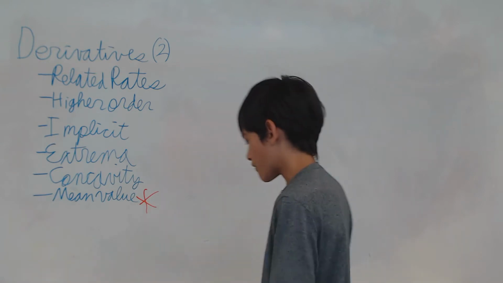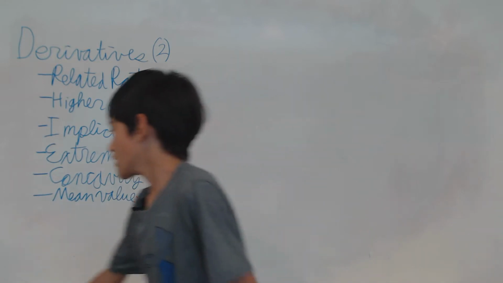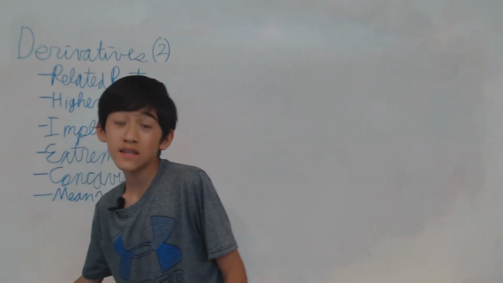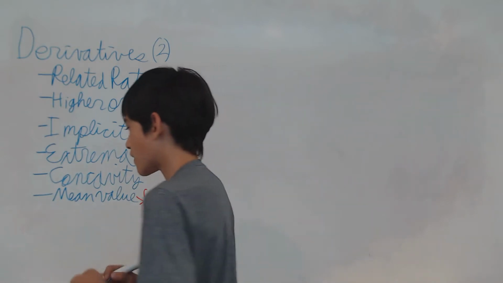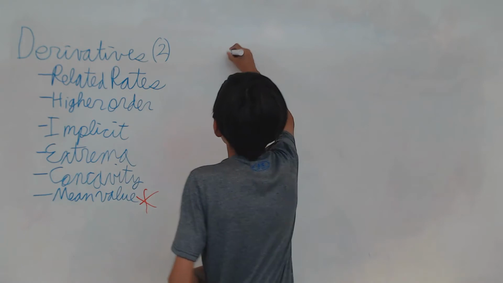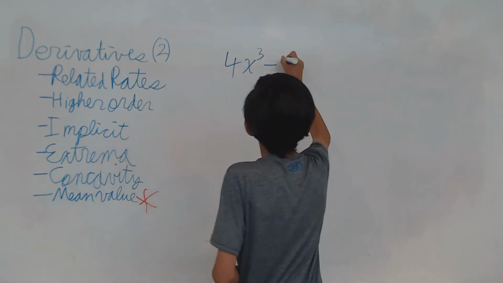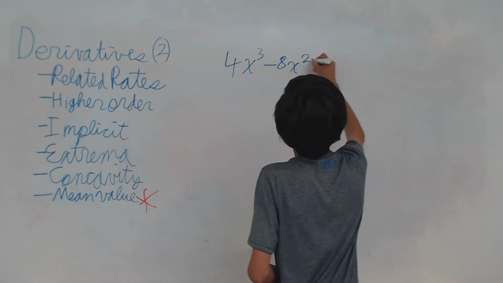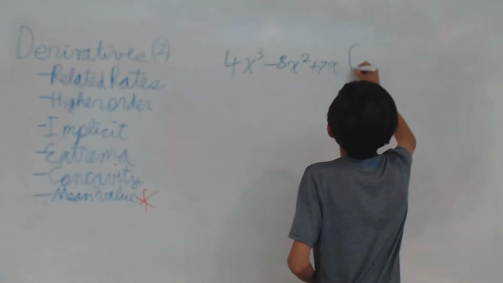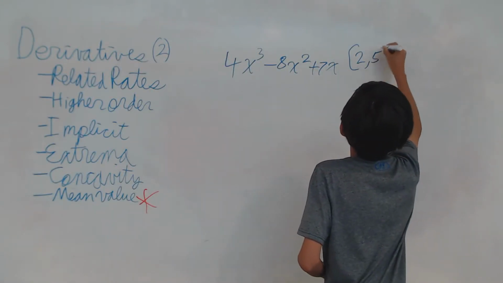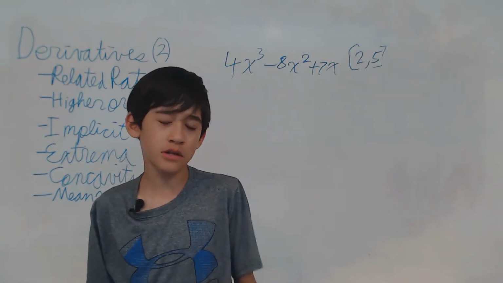Alright, now our first problem I'm going to write on the board is we are going to find all of the numbers c, that's a constant in the mean value theorem, that satisfy the mean value theorem. So let's do 4x cubed minus 8x squared plus 7x on the interval (2, 5), which means we're going from 2 to 5. It has to be in the interval 2 to 5.